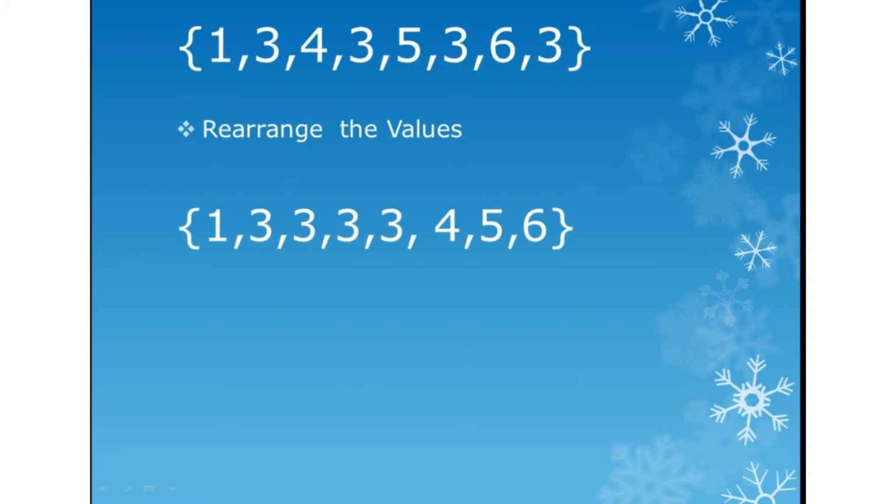The number that occurs the most is 3 because 3 occurs 4 times. All other numbers occur once. So our mode for this data set is 3.